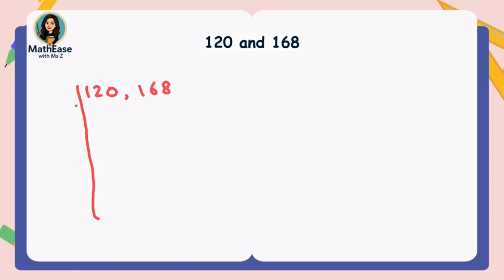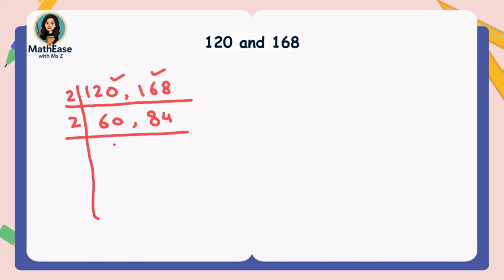Make the lines like we always do. Start by dividing by the smallest prime number, which is 2. Since both numbers are even, we can divide them by 2. 120 divided by 2 is 60. 168 divided by 2 is 84. Now we have 60 and 84. Can they be divided by 2 again? Yes, they can. 60 divided by 2 is 30, and 84 divided by 2 is 42.